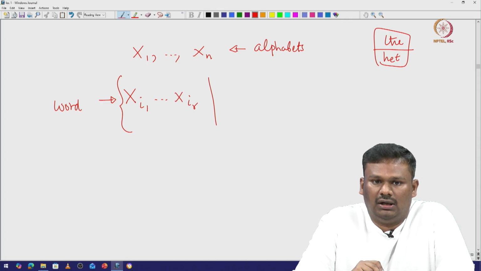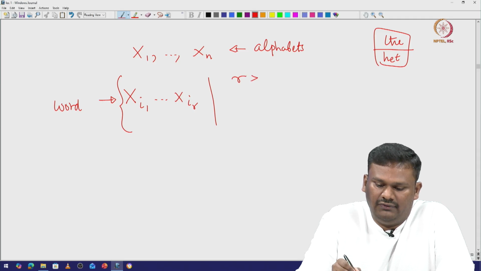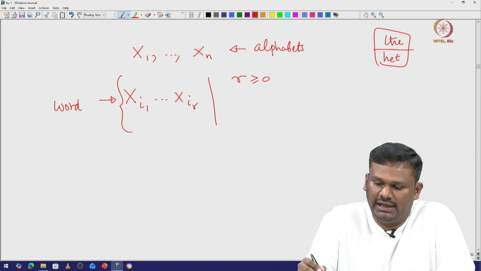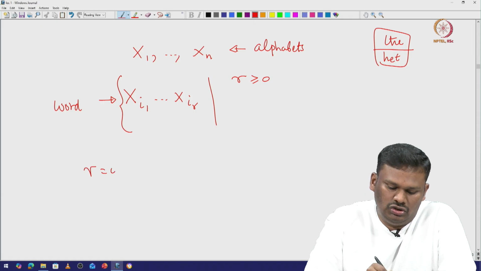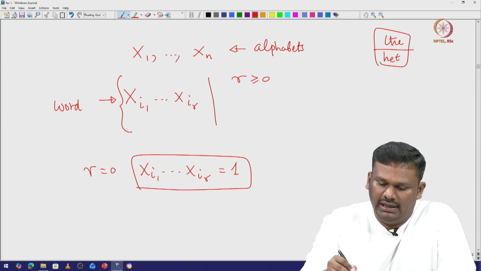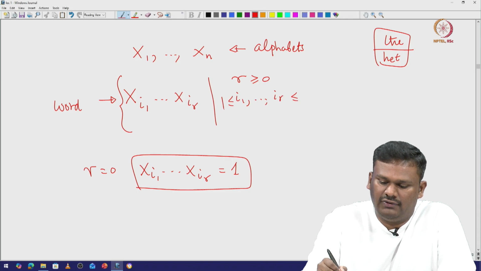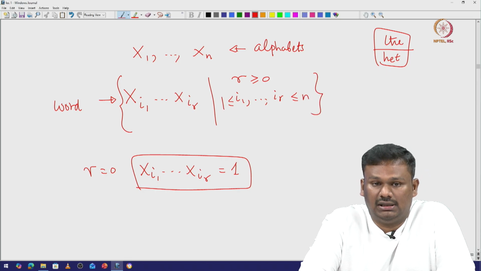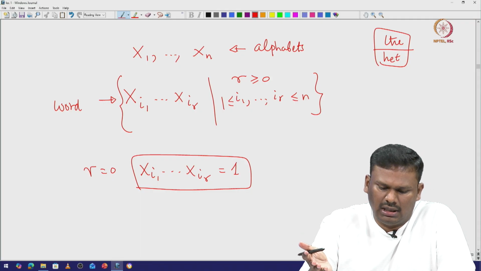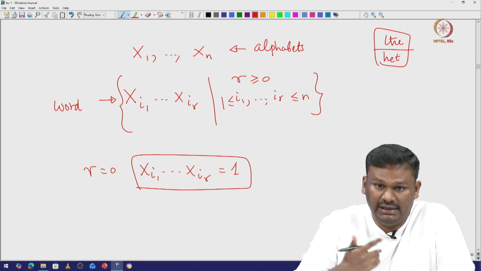So, any given word of some length r is going to be some xi1 etc. xir, where r I can vary, and when r is 0 I take it to be the empty word, and I just call it 1. Okay. When r is 0, this xi1 etc. xir is called, by convention, 1. So, you denote it by 1. Then you vary this i1 etc. ir, and I am allowed to take anything from 1 to n, and you can form a set like this. You collect all possible words that are formed using these alphabets, and that is a set.